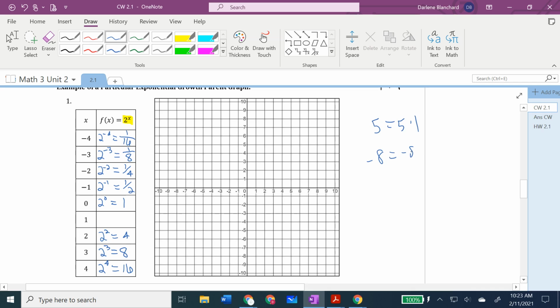-8 is -8 times 1. Everybody has 1 as its factor. And that's a bit of where that comes from. And then what is 2 to the 1 power?